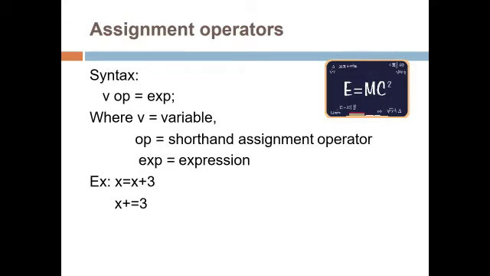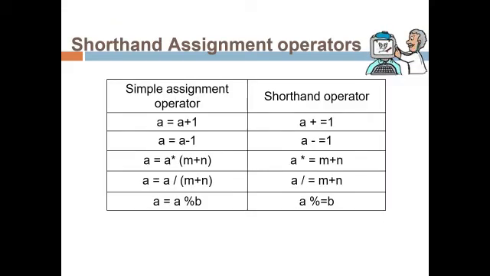Then there is assignment, which we have already seen: how we assign particular data to a variable. For example, if x is equal to 3, we call that an assignment, and it is denoted by the equal sign, as we have seen here, where v equals variable. This means we are assigning a variable to v. We also have shorthand assignment operators, where we can write the shortcut of these.